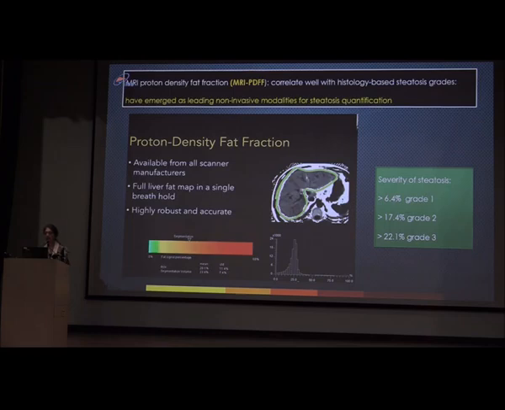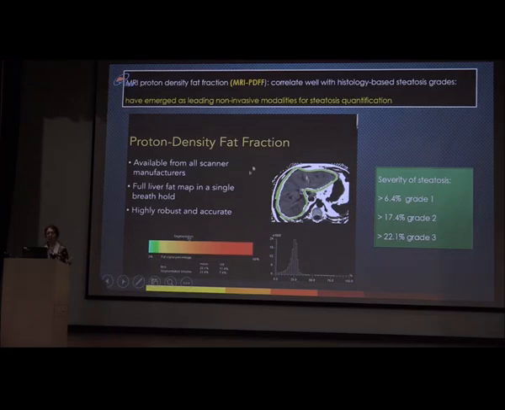So MR proton density fat fraction, a big favorite of everyone, can be calculated either through spectroscopy, which I just showed you, which is subtraction of the two peaks. It is very well correlated with histology-based steatosis and has emerged as a leading non-invasive modality today for the reasons why. Because it's very easy to do. It's just a 20-second breath hold. It's a single breath hold sequence. So a person holds the breath for 20 seconds.